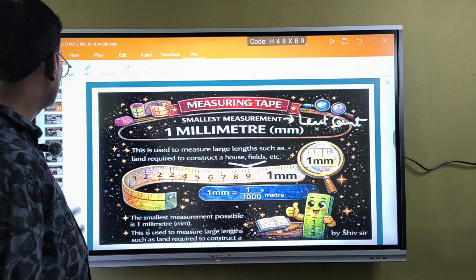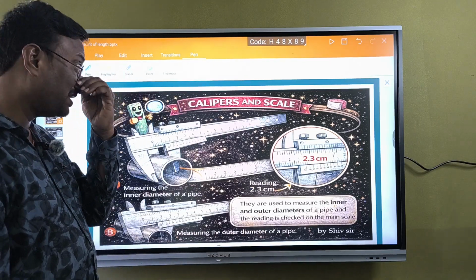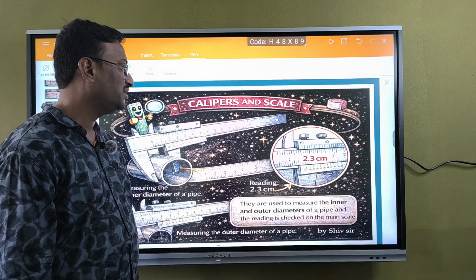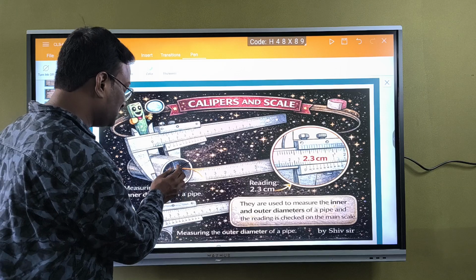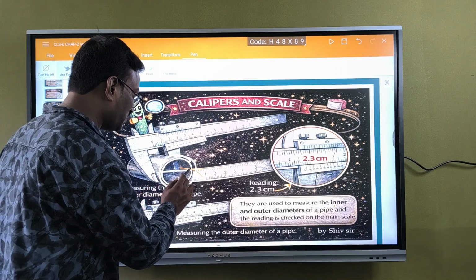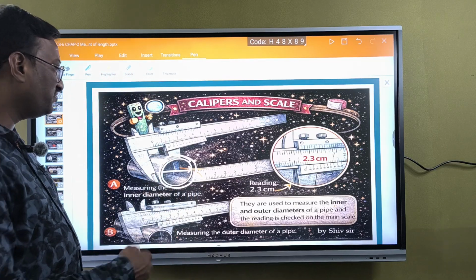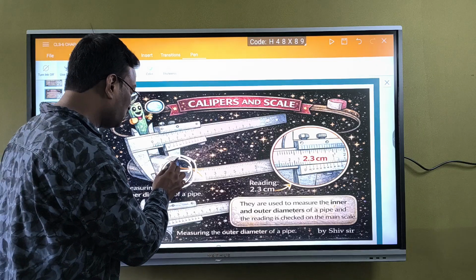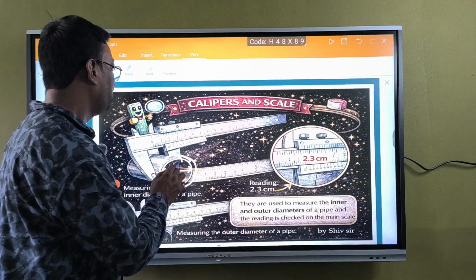Next, we have one more measuring instrument, that is calipers and scale, for measuring the inner diameter of a pipe. So this is the pipe. In order to measure the inner diameter from here to here, we are going to use what is known as calipers. Even the outer diameter, the external diameter, can also be measured, and the inner diameter can also be measured.